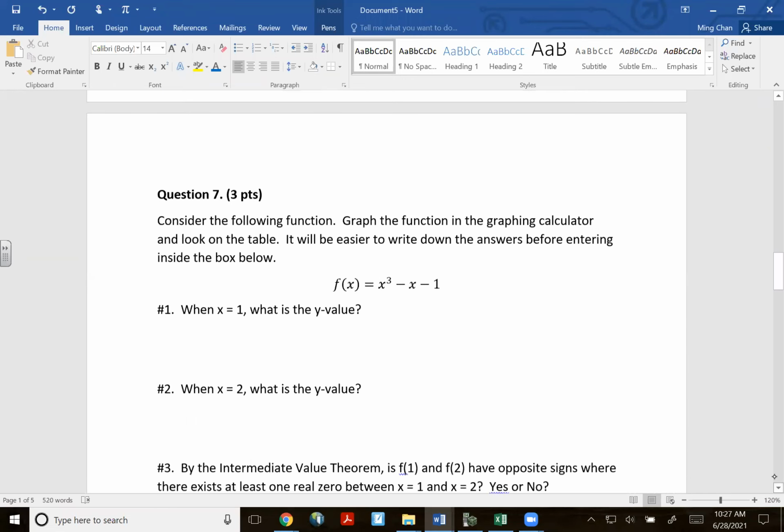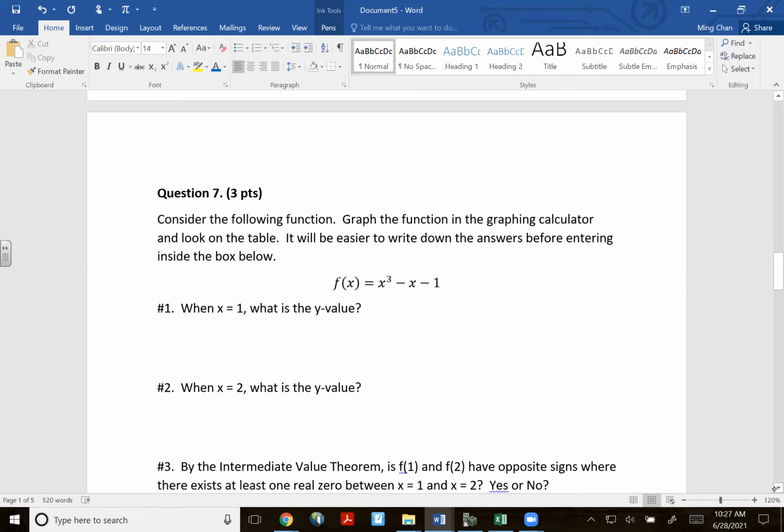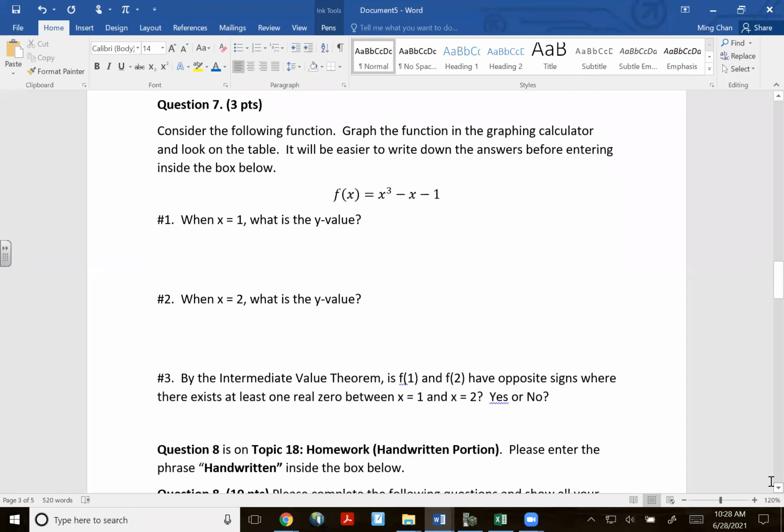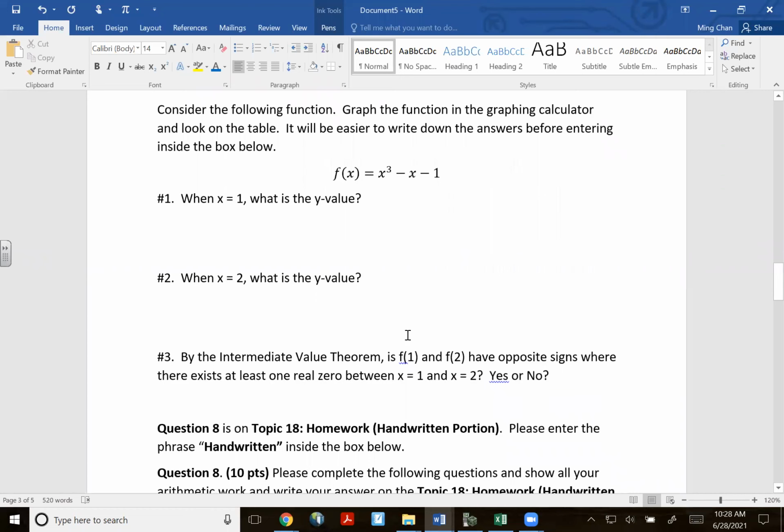All right, number 7. Number 7 is about the intermediate value theorem. Okay, so what I want you to do, if you don't mind, is graph this function, put this into the graphing calculator, and then go to the table and look up when x equals -1, what's the y value? So all you do is just enter the y value. All right, go to x equals 2 and tell me what the y value is. All right, so with those two y values, number 3, by the intermediate value theorem, f of 1, whatever that y value is, and f of 2, the second y value, if the two y values have opposite signs, does there exist at least one real number between 1 and 2, yes or no.